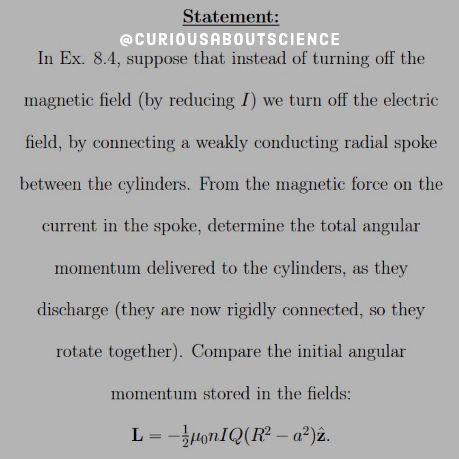All right, so for this question, we studied that in example 8.4. Suppose that instead of turning off the magnetic field by reducing the current, we turn off the electric field by connecting a weakly conducting radial spoke between the cylinders. From the magnetic force on the current in the spoke, determine the total angular momentum delivered to the cylinders as they discharge. They are now rigidly connected so they can rotate together. Okay, good idea there. Now compare the initial angular momentum stored in the field, L equals -1/2 mu naught N I Q, (R squared minus a squared) z hat.